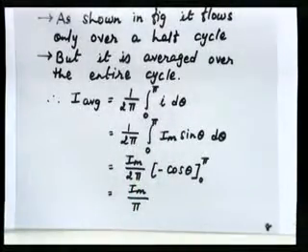So this is the average value of current for a half wave configuration. In full wave it is 2 Im upon pi, for half wave it is Im upon pi. Always remember one thing: whenever you are considering full wave configuration, consider only half cycle. When you consider half wave configuration, you have to consider the entire cycle, so it is 1 upon 2 pi. For full wave it is 1 upon pi, for half wave it is 1 upon 2 pi. Clear?